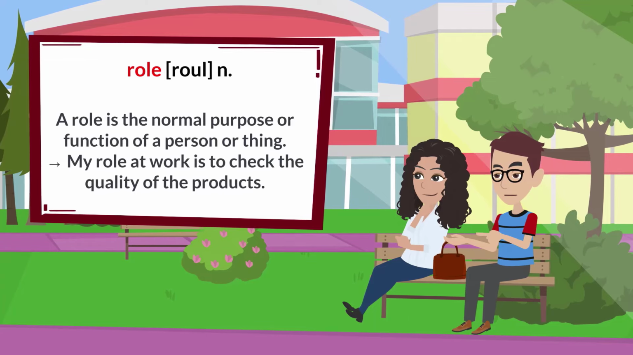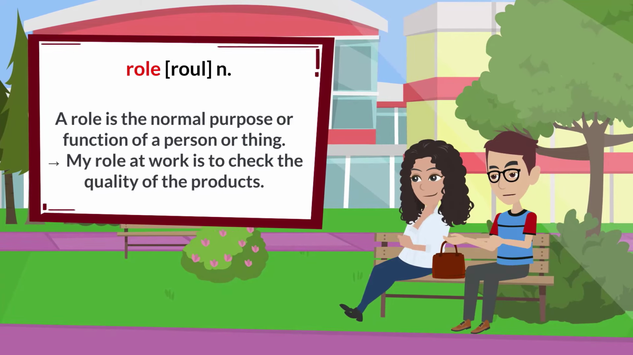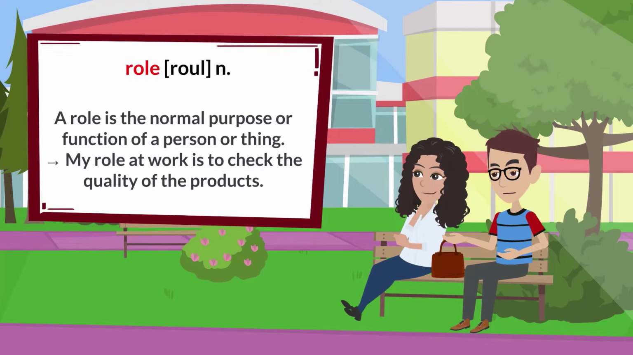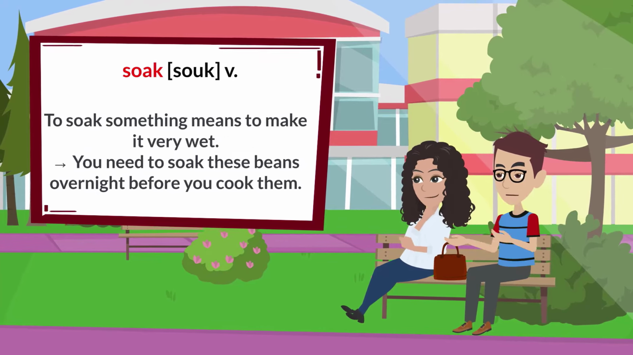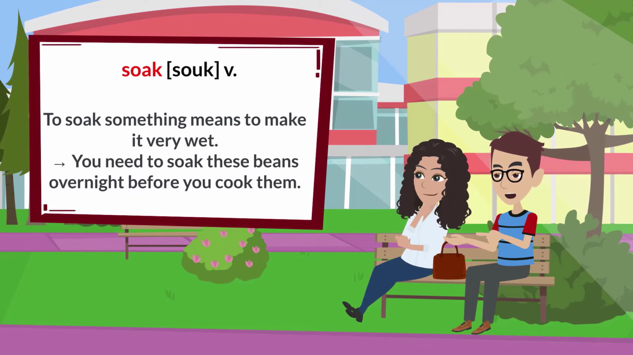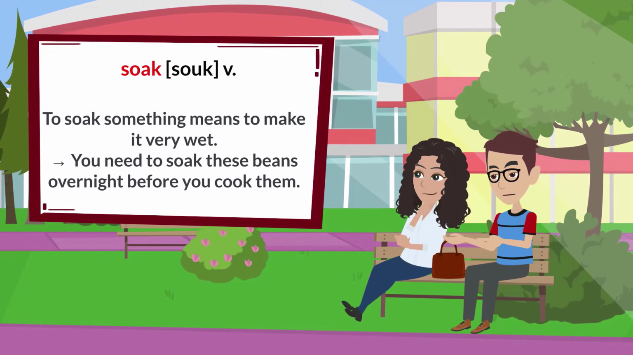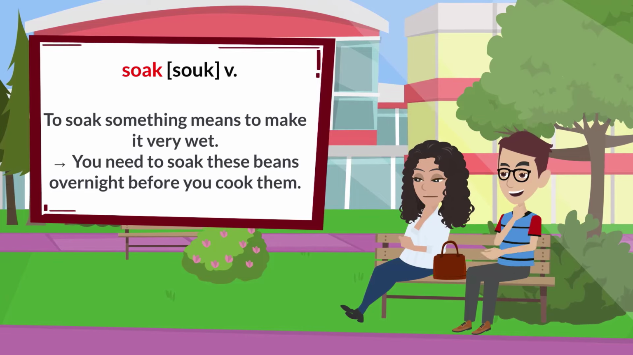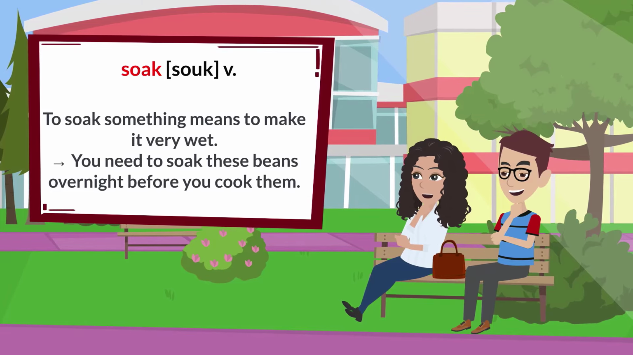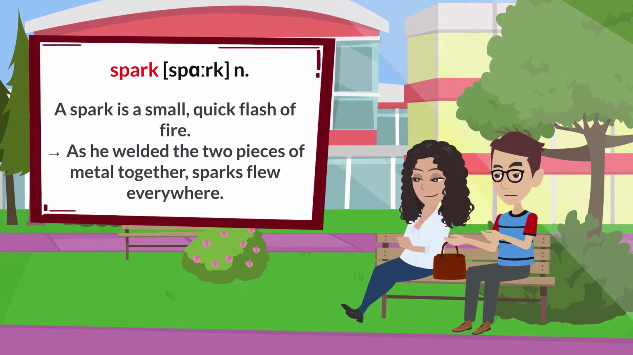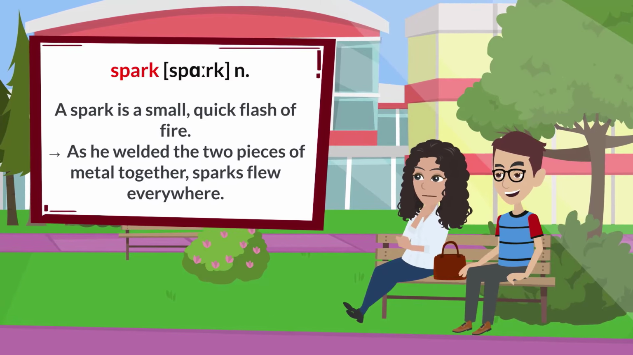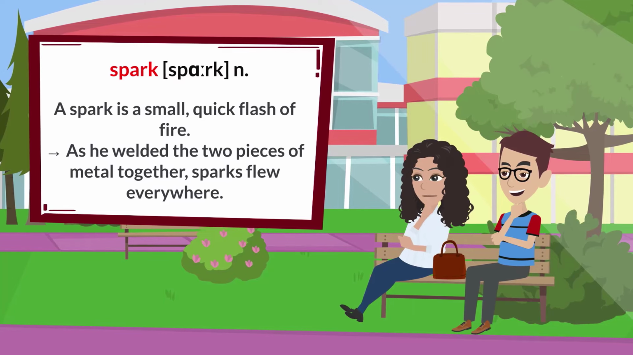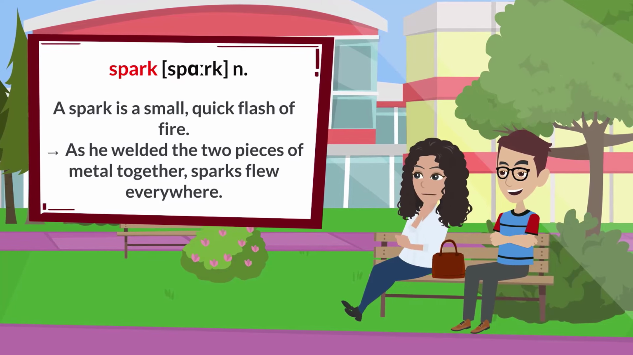Role. A role is the normal purpose or function of a person or thing. My role at work is to check the quality of the products. Soak. To soak something means to make it very wet. You need to soak these beans overnight before you cook them. Spark. A spark is a small, quick flash of fire. As he welded the two pieces of metal together, sparks flew everywhere.